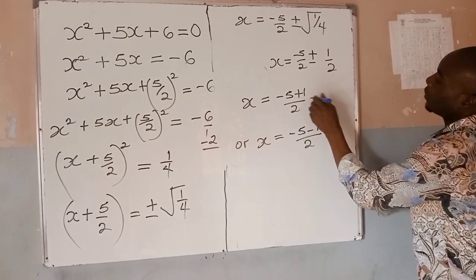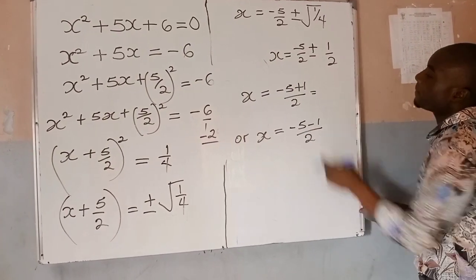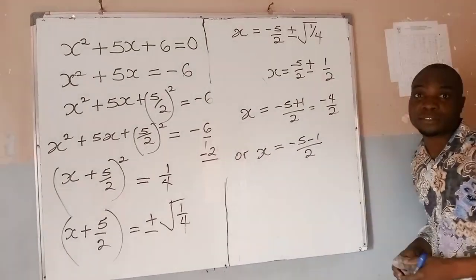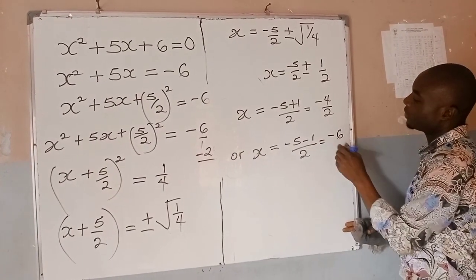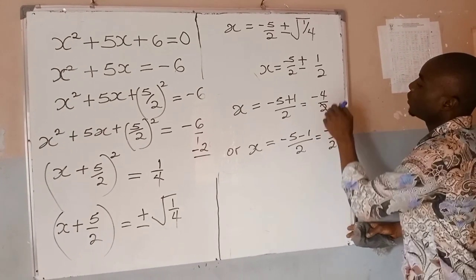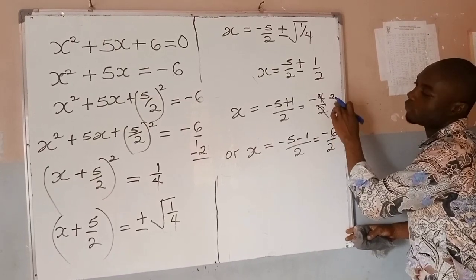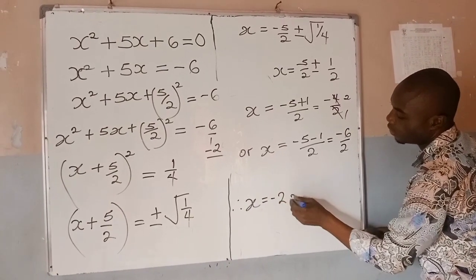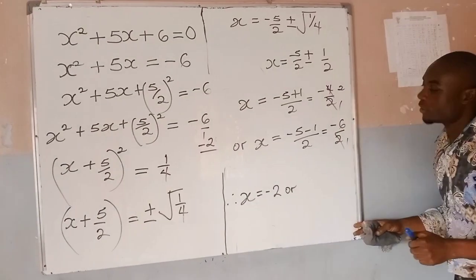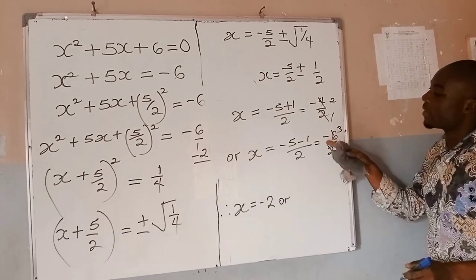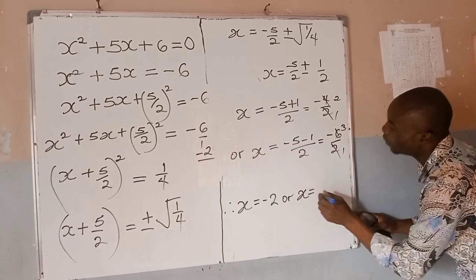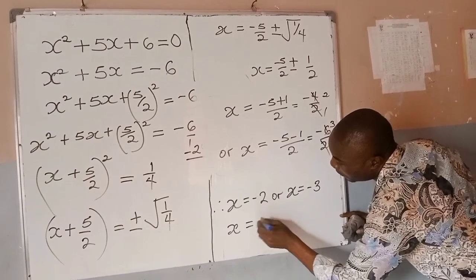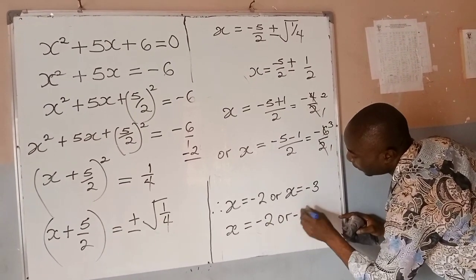So the value of x is equal to minus 5 plus 1, which is minus 4, that will be minus 4 over 2. And minus 5 minus 1 is minus 6, so we have minus 6 all over 2. 2 goes into itself once, 2 goes into 4 two times, so we'll have minus 2. Or 2 goes into 2 once, then 2 goes into 6 three times, so we'll have minus 3. So the values of x are therefore minus 2 or minus 3.